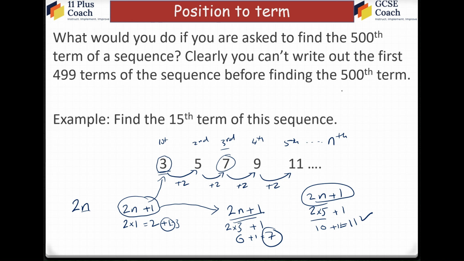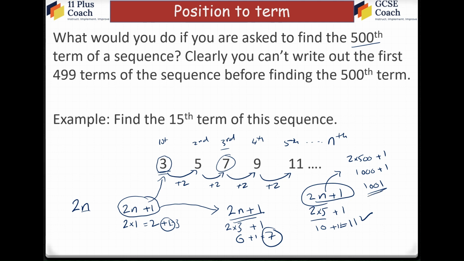Now, what's the benefit of that? Now I can go ahead and find the 500th term if I want to. So I replace n with 500. So that becomes 2 times 500 plus 1. So 500 times 2 is 1,000, plus 1 is 1,001. Very easy.